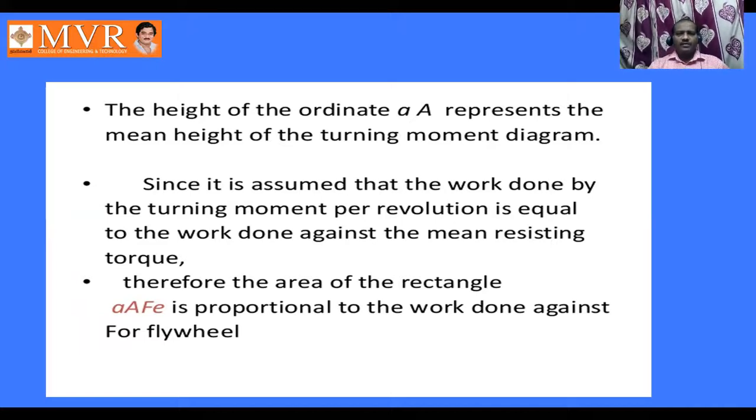See, the height of the ordinate, I will show in the form of a diagram, so you can clearly understand. Therefore, OA represents the mean height of the turning moment diagram. Work done by the turning moment per revolution is equal to the work done against the mean resisting torque. Therefore, the area of the rectangle AEFE is proportional to the work done against the flywheel.